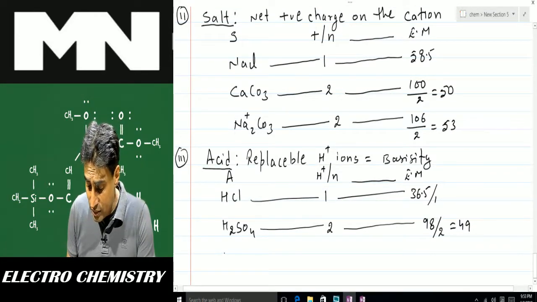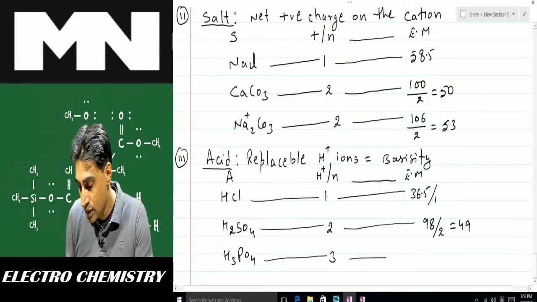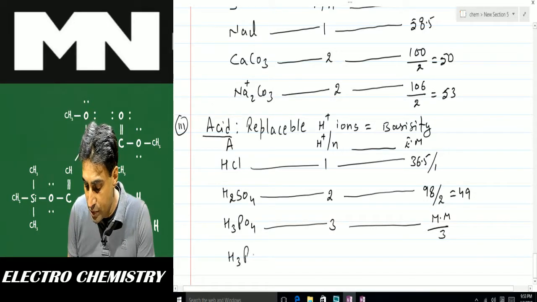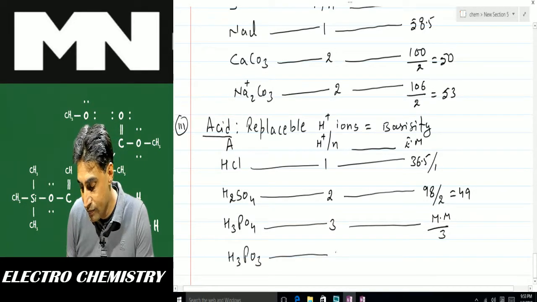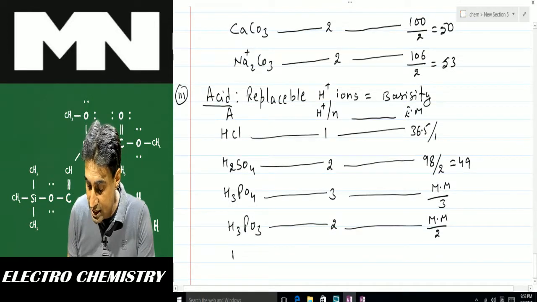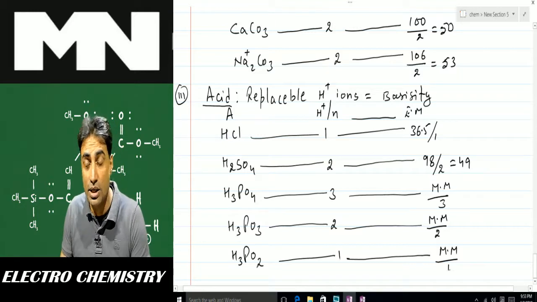Likewise, I've got a compound H3PO4. It can donate 3 H positive ions, so its n factor is 3. And its equivalent mass is its molar mass divided by 3. I have another compound, that is H3PO3. Its n factor is 2, and its equivalent mass is molar mass divided by 2. Another compound I've got is H3PO2. Its n factor is 1, its molar mass divided by 1. That is, its molar mass is its equivalent mass.